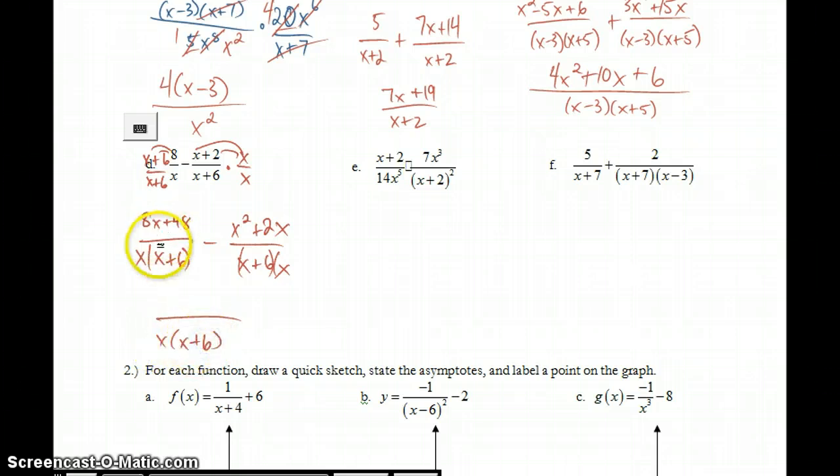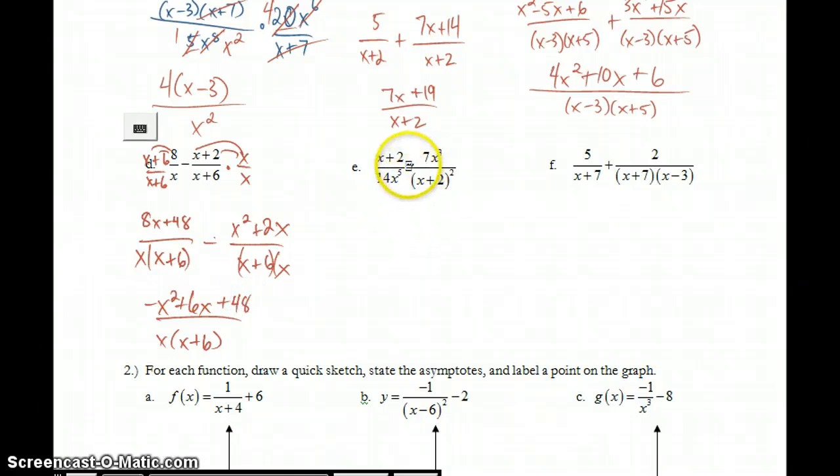I have 8x minus positive 2x is a 6x. I have subtracting a positive x squared, so I have minus x squared. This was a positive 6x, and I have plus 48, and that will be our final answer.